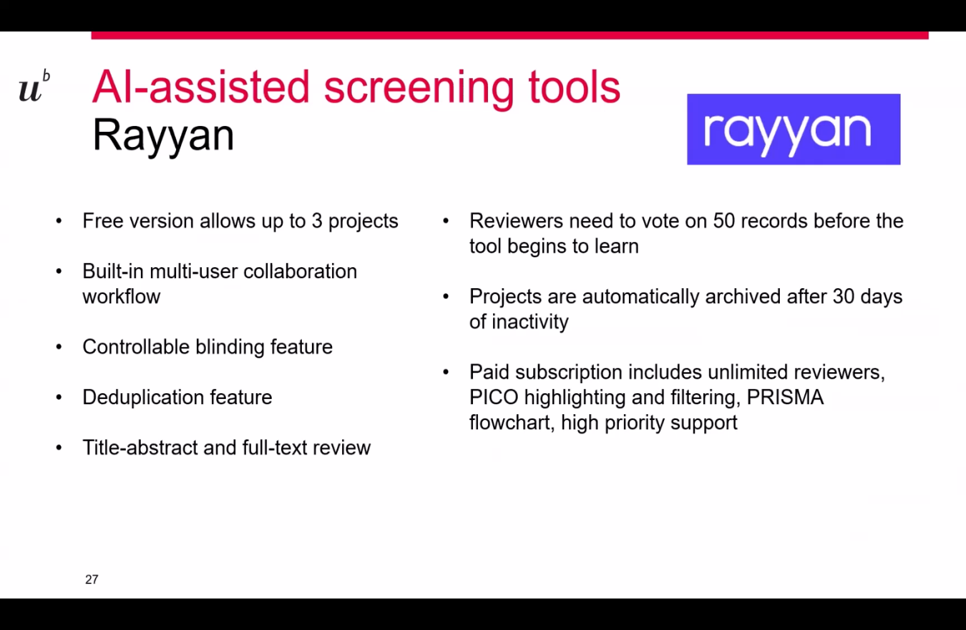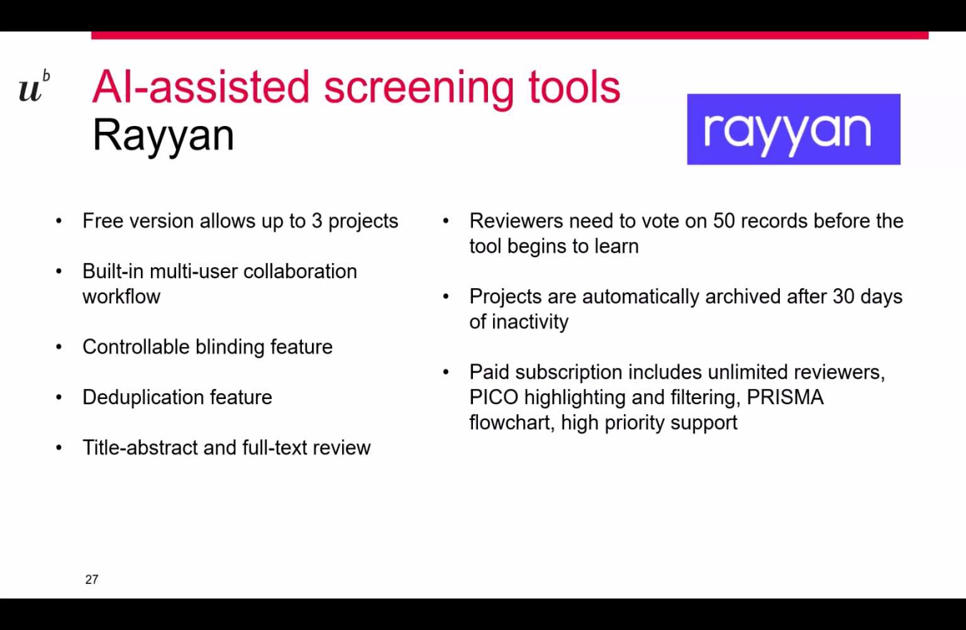There is a blinding feature, which is controllable. So after you've done all the screening and you need to address conflicts, you can then unblind so that you can see all of the decisions that were made. Does have, of course, the deduplication feature. After 50 records, so it only begins to learn at a higher level than perhaps other tools.